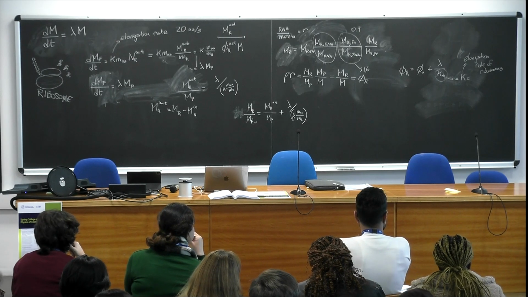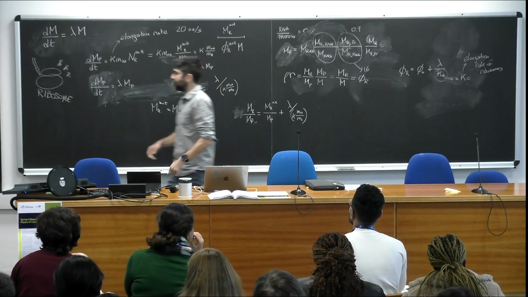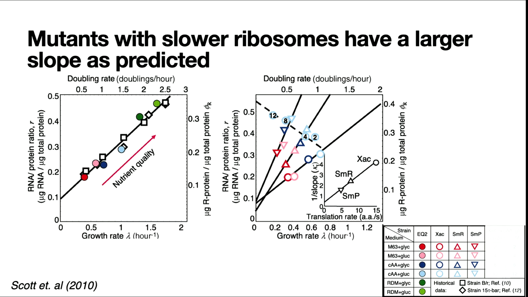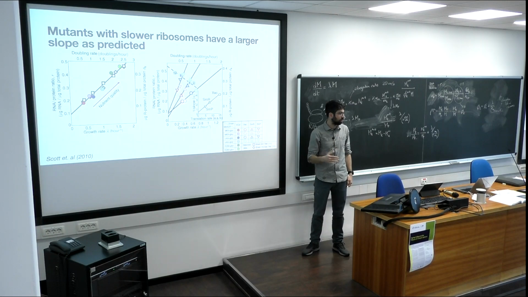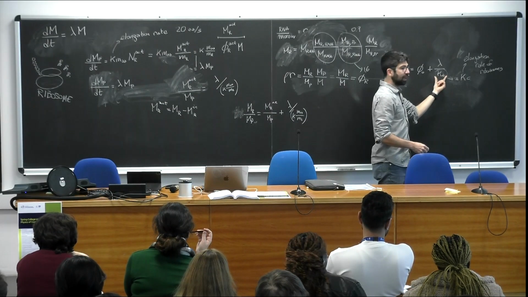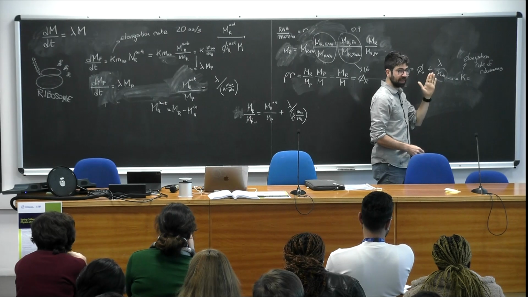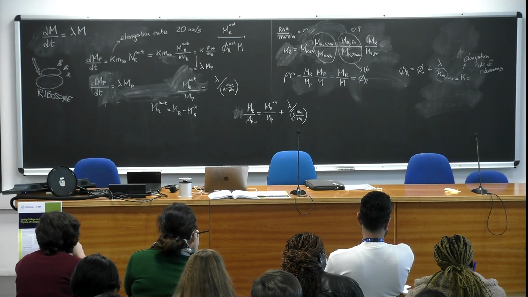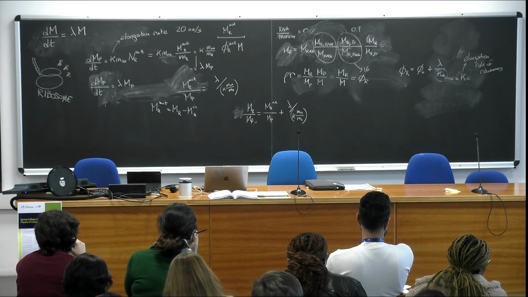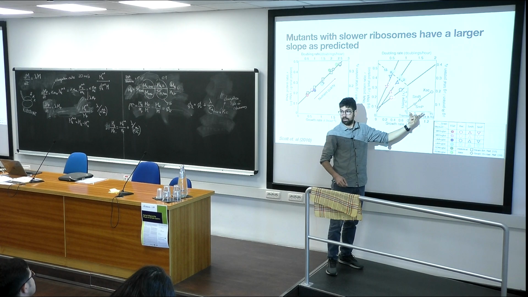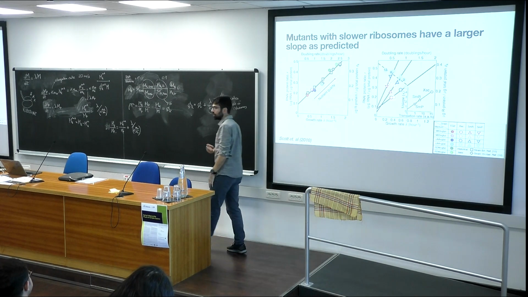You have 3 strains with different symbols. And these 3 strains have different ribosome elongation rates. They have ribosomes that go slower than the original one. And so what do you expect? Well, you expect this kappa t to be smaller, and so the slope to be higher. And what you see is that the slope changes. Now if you look at 1 over the slope, it should be kappa t, and you can relate it to the translation rate, because you know the translation rate of the ribosomes there.